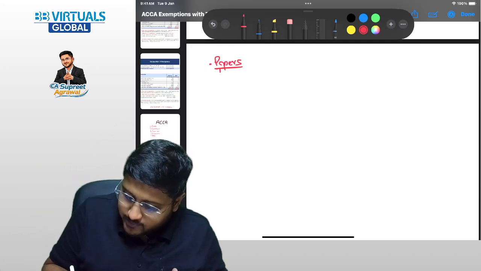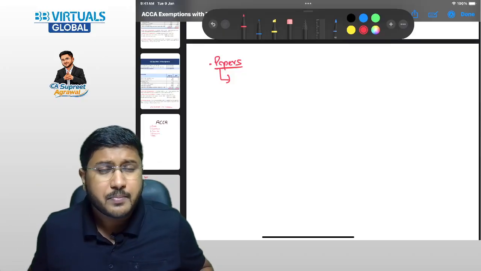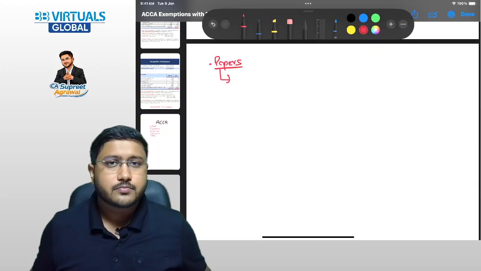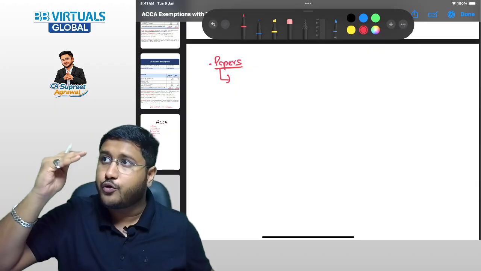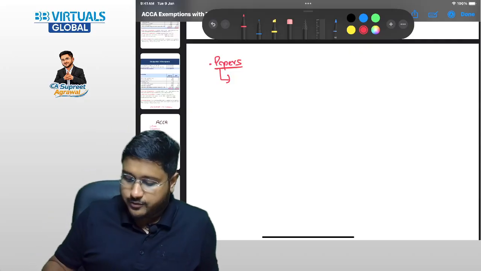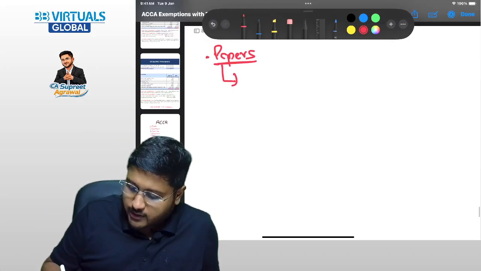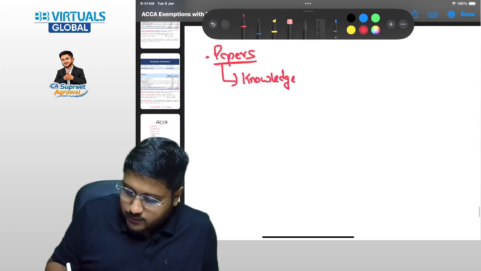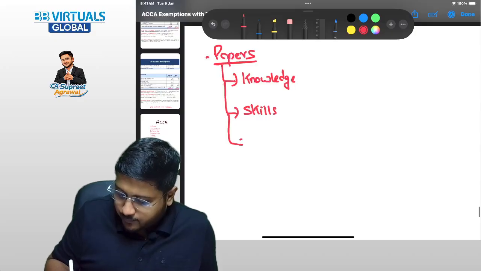So my dear friends, the papers are divided into three parts, and just to be clear, I'm explaining the syllabus which is not effective from 2027. This is the old syllabus that I am explaining, which is effective only till the September 2027 exams, or June 2027 exams. Now when we talk about the papers, there are three levels: the knowledge level, the skills level, and the professional level.